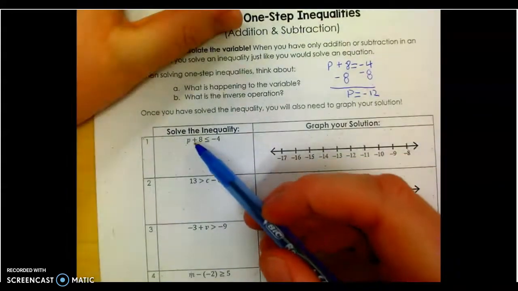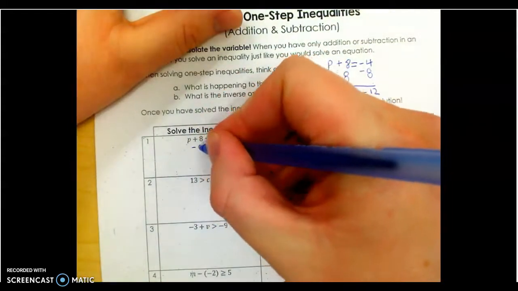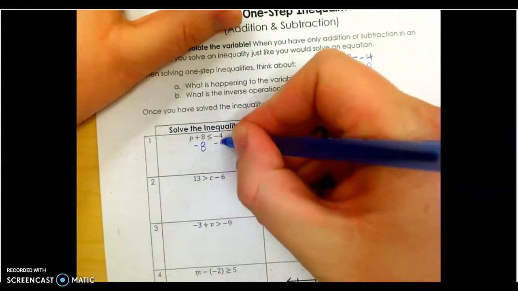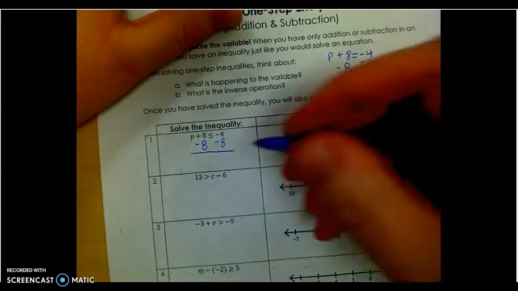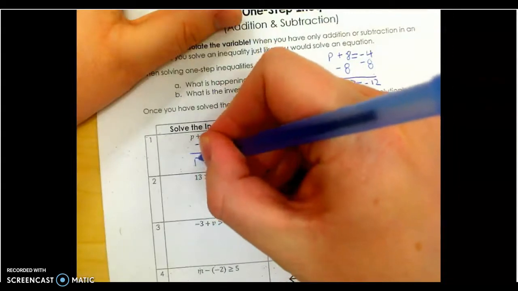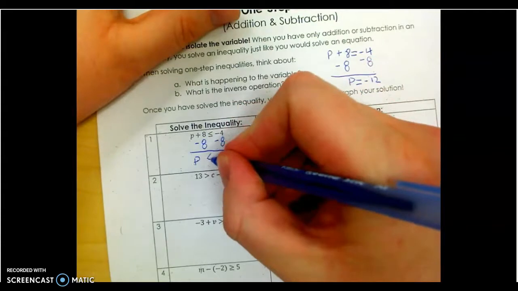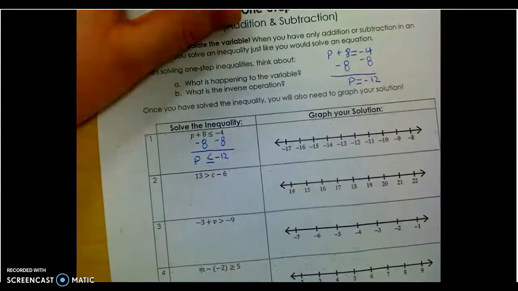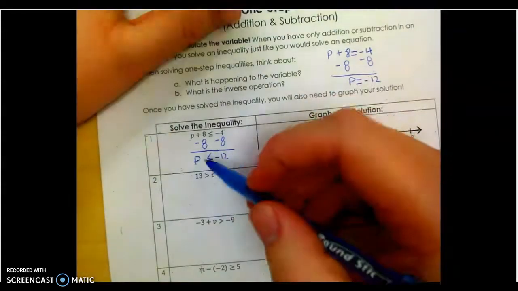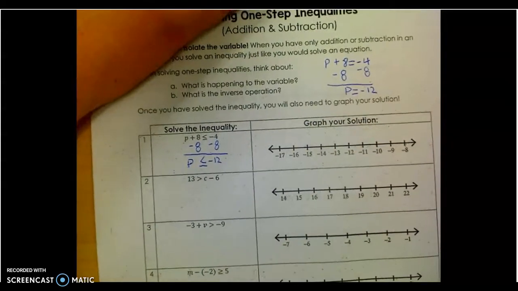We're going to do the same thing for this problem. We're going to start by subtracting 8 from both sides. And it's going to leave us with P is less than or equal to negative 12. And that's the answer. P has to be anything that is less than or equal to negative 12. Our next step is then to graph the solution.